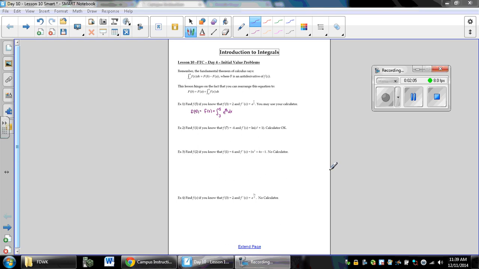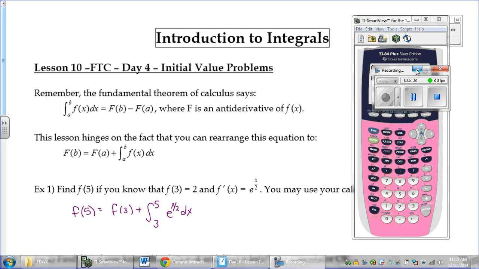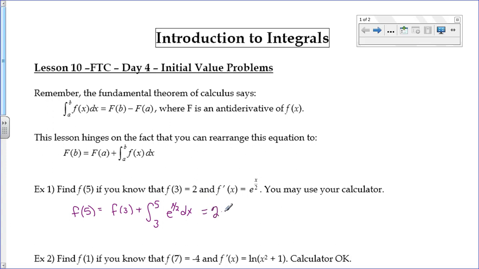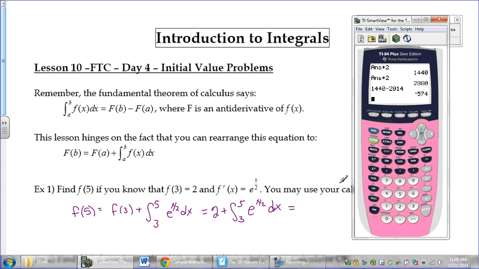All right, so here's my calculator. So if I want to evaluate this, all I have to do is do 2 plus the integral from 3 to 5 of e to the x over 2 dx. And again, I got this 2 from the fact that f of 3 is 2. And so I'm just going to plug that into the calculator.